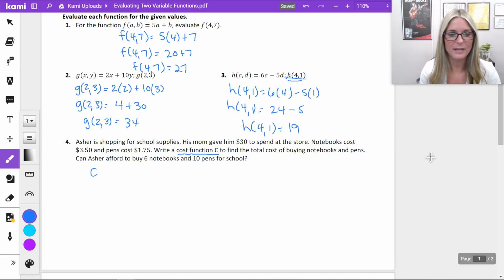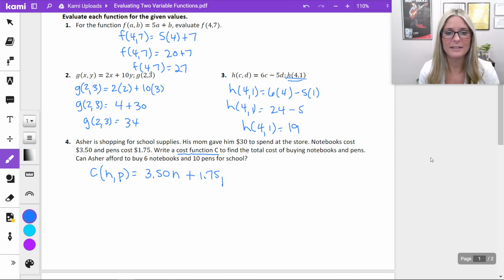So I'm going to write something like the function C of notebooks and pens is equal to. And then we do have the question at the end: can Asher afford 6 notebooks and 10 pens for school with his $30? So we do know notebooks cost $3.50. I'm going to do $3.50 N plus $1.75 for the pens P. There's my function. Very simple, very basic.